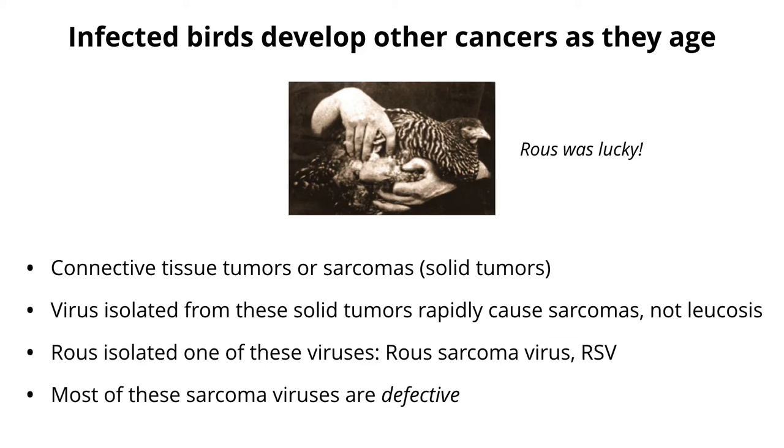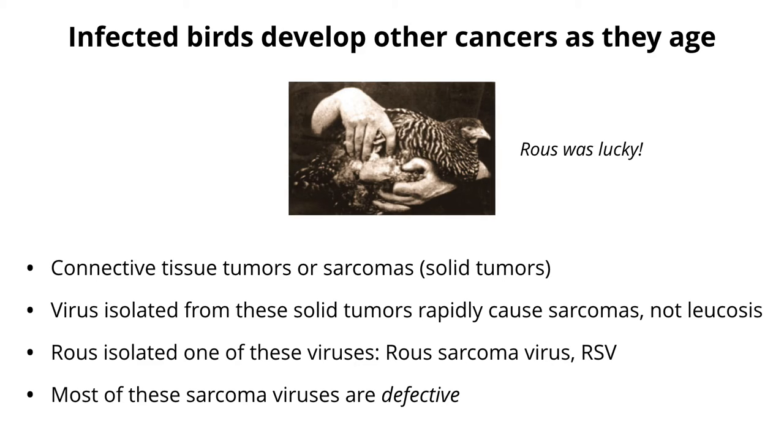This is a virus that's isolated from an older chicken with a tumor, not the early chickens that all have avian leukosis virus infection. Now, as you'll see in a moment, most of these viruses, you can do this today, you can still find chickens with tumors and isolate viruses from them. Most of them are defective, which means they can't replicate on their own. And I'll show you what that means in a moment. It turns out that Rous's virus was not defective. So he was really lucky.